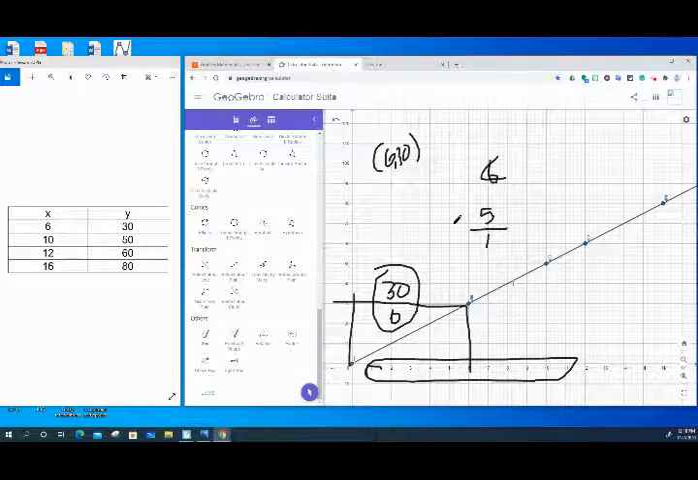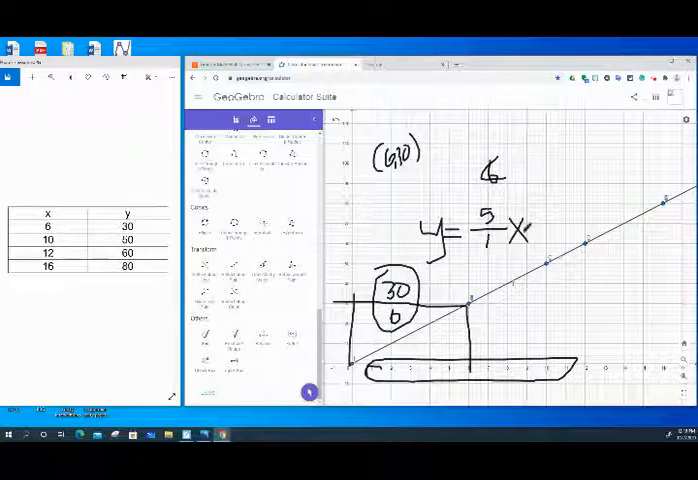So here's my rate of change, or my slope, and my equation. Remember, y is equal to 5 times 1 times the x. In other words, if we plugged in 8 for x, 5 times 8 would be 40. So we come over here and we can see, check it out, there's a point at 8, 40.